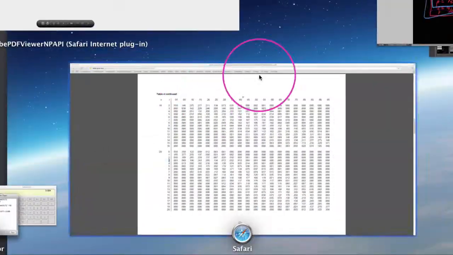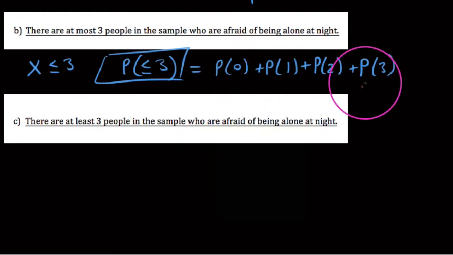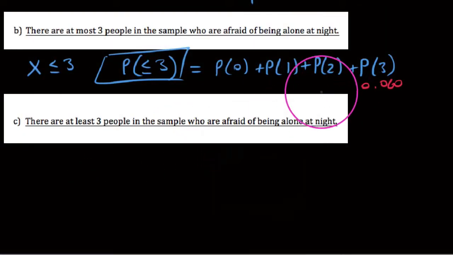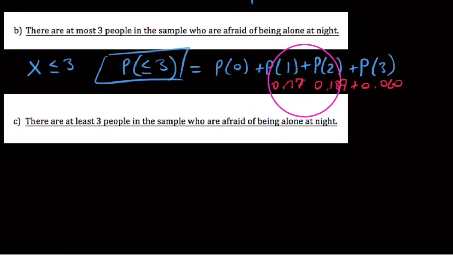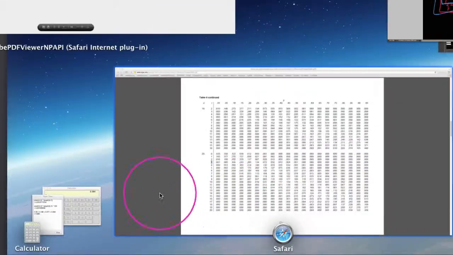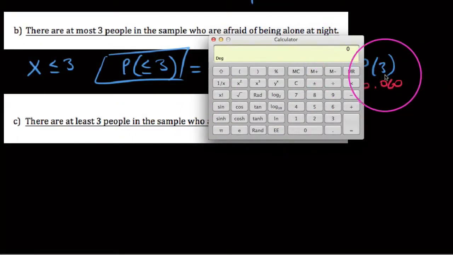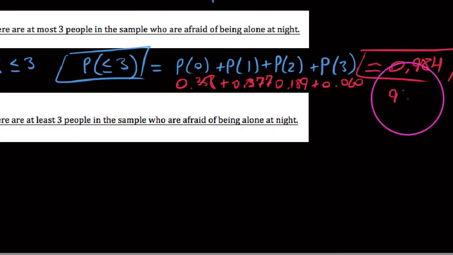So going back over to our experiment here, and I'll get my tape back out. Basically, we had 0.060 for our 3 here. We have 0.189 for this one. Again, we had 0.377 for this one. And then last but not least, we had 0.358. We can add all these together, and when we did so, we got about a 0.984 chance, or a 98.4% chance.